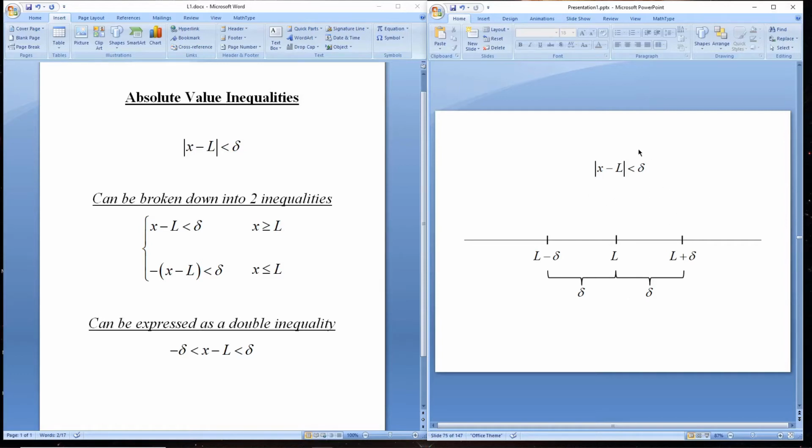And again, try to remember, I wanted to start with the double inequality because I think that's a little bit easier to understand. Remember, this double inequality means also this absolute value inequality. They express the same thing. So notice in this absolute value inequality that this L represents the center point of the interval. And that's always true.